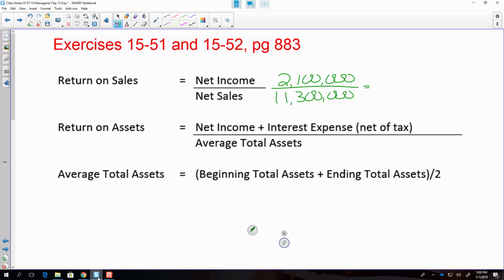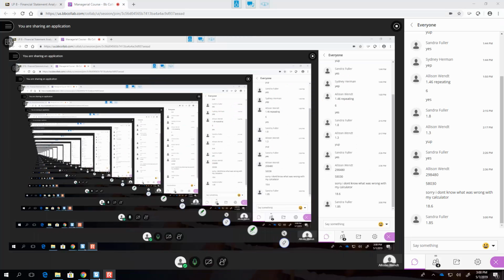What am I doing here? 2.1 divided by 11.3. Oops, that didn't work. 2.1 divided by 11.3. I got 18 cents. Not 1.8. Yes, Allison, 18.6% would be correct. 18.6.